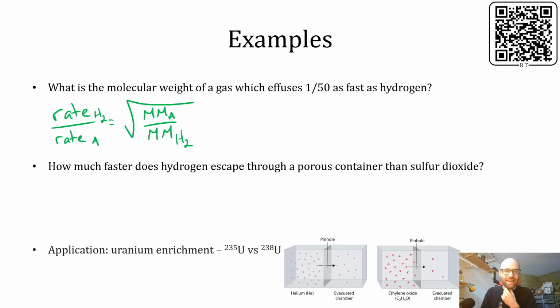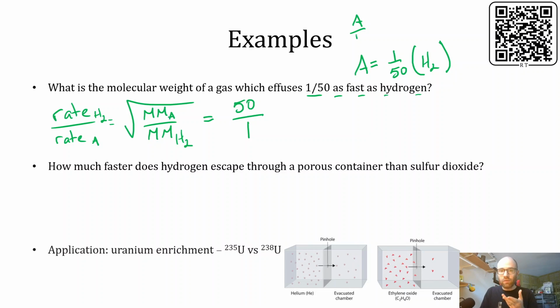Remember that hydrogen is a diatomic. We also know that the rate is 50 over 1. Remember that it says 1/50th as fast as hydrogen. To translate that, it means that particle A is traveling 1/50th the rate of hydrogen, or A over H2 is 1 over 50. The 50 is paired up with the hydrogen, that's why I wrote 50 over 1. So at this point, I don't need this part of the equation.